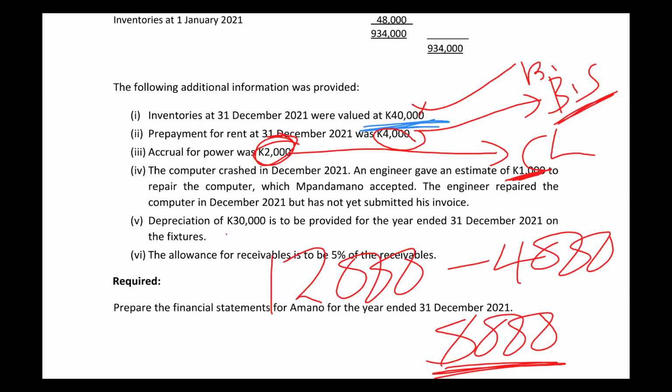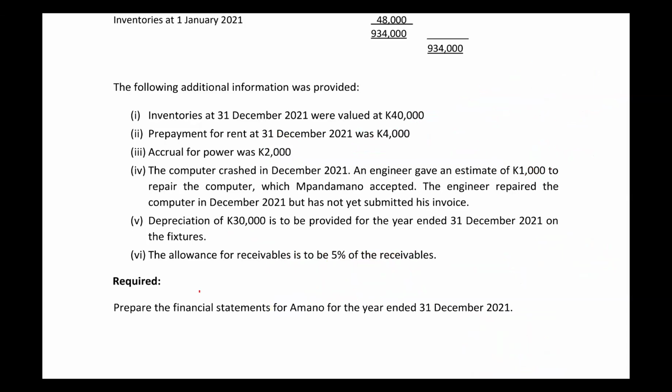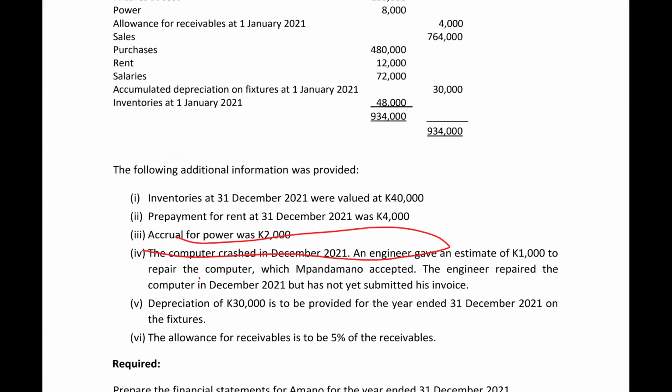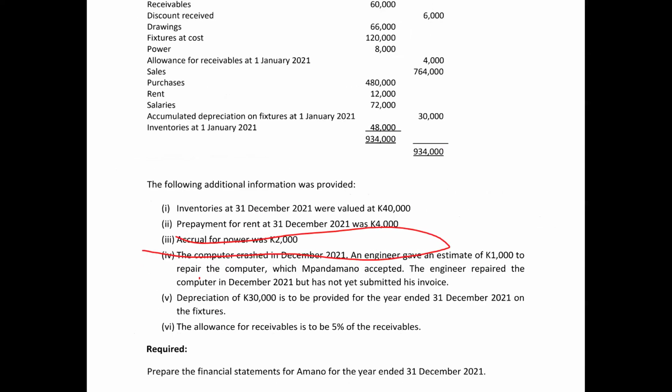Then the 30,000, I think I've already explained. This is an expense. It will go in the profit and loss. It's a depreciation on the fixtures, on the non-current asset. The one that I should make mention of is this allowance for receivables. Remember, we already have the allowance for receivables in the question as 4,000, isn't it?